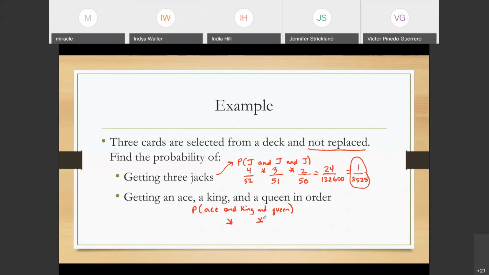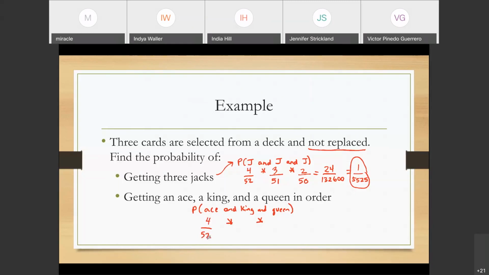Okay, so first card, the ace. What's the probability that we pick an ace from the deck? Out of 52. Okay, 4 out of 52. There are 4 aces in the deck. There are 52 cards in the deck. All right, so 4 out of 52.